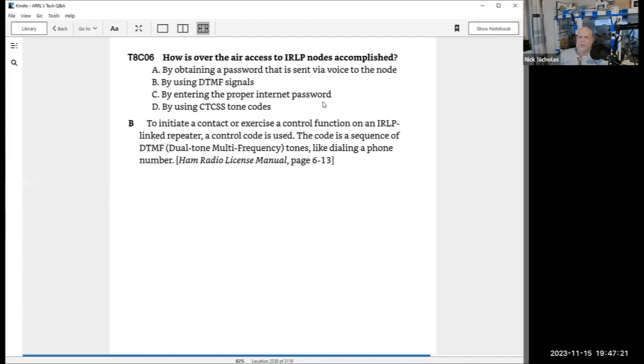So if you get this IRLP, which is inter radio, I forgot what it stands for, but anyway, it might be international radio. I forgot what the L stands for, protocol. You use the touchtone keypad on your radio to access them.